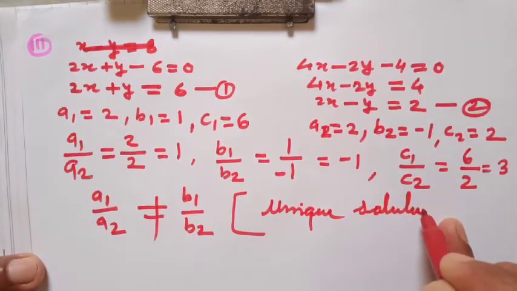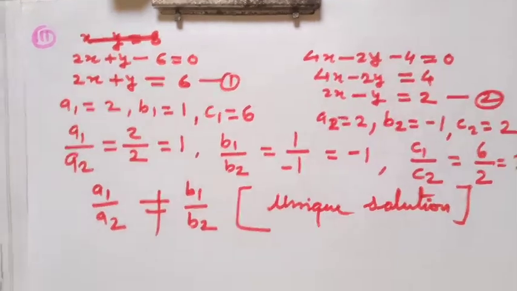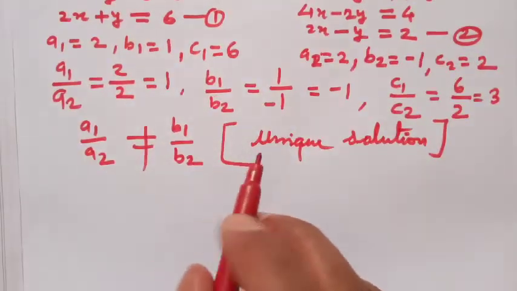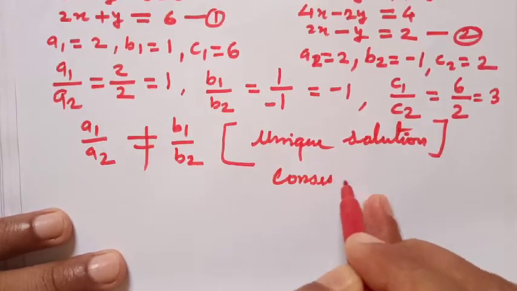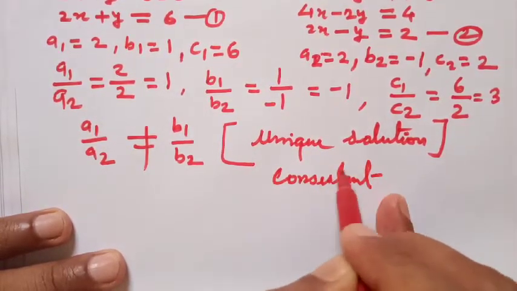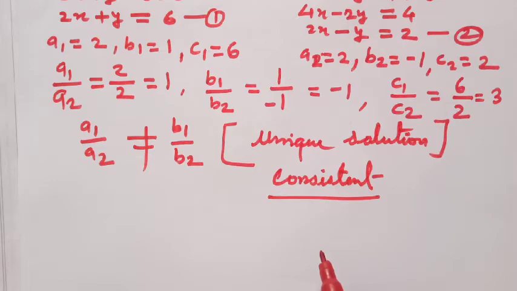Okay, and if a pair of linear equations has a unique solution, then you can say the pair of linear equations is consistent. Because in only two conditions is the pair of linear equations consistent: if they have at least one unique solution. If there are many solutions, it doesn't matter, but at least one solution will be there.